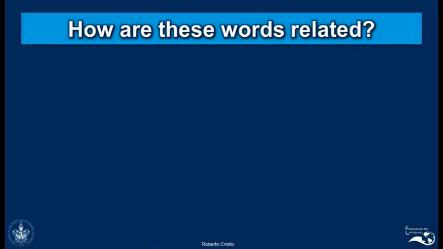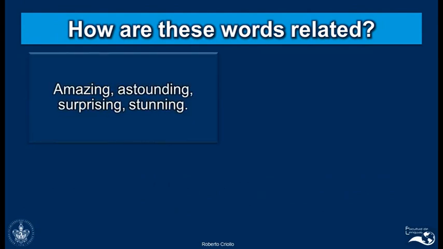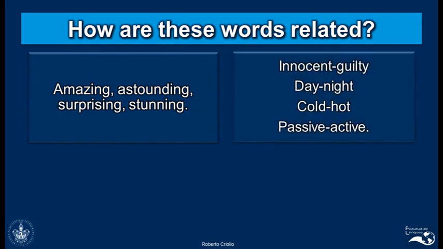Let's look at some examples of how words can be related. If we look at this first group of words, we will see that amazing, astounding, surprising, and stunning share a similar meaning, whereas the pairs of words in this second group, innocent, guilty, day and night, cold and hot, passive and active, seem to hold a relationship of oppositeness.